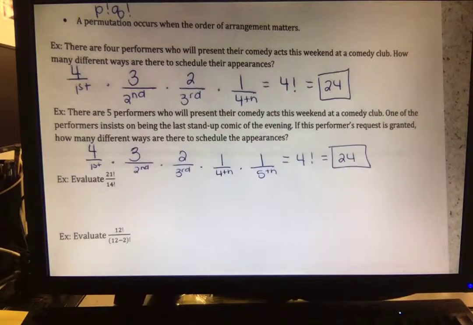Because that 1 person requested to go last, they got their wish granted, so we automatically know they're going 5th. That leaves us 4 options to go first, 3 options to go second, 2 options to go third, and then only 1 person's left over that has to go fourth. So 4 times 3 times 2 times 1 is 4 factorial, which is 24. Questions so far?